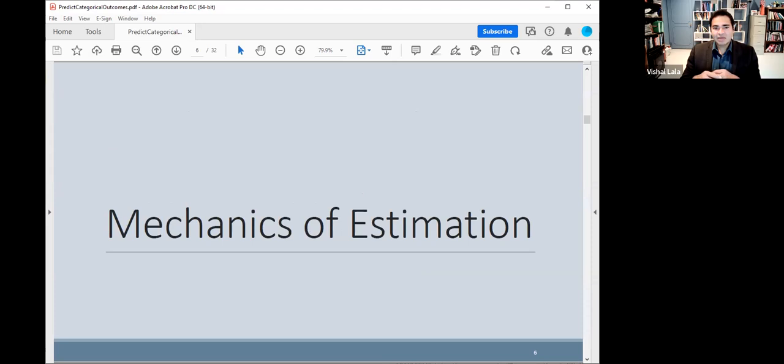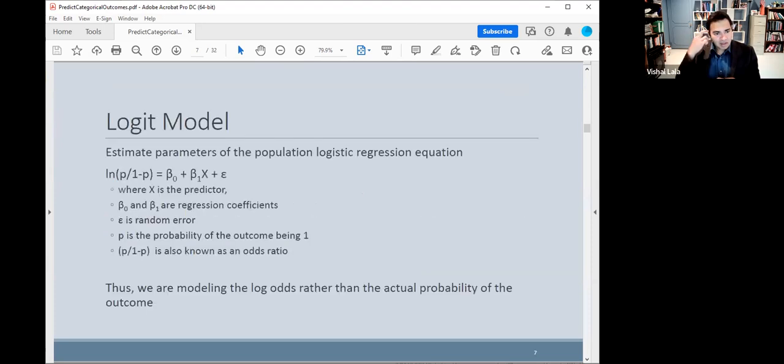Let's understand the mechanics of estimation for logistic regression. The logistic regression model looks as follows. The right side of a logistic regression model, in short known as a Logit model, is very similar to that for linear regression. You'll note here that the right side consists of, in this case, only one predictor. We have here beta 0 plus beta 1x plus epsilon. This right side is identical to the right-hand side for linear regression. The difference is in the left side.